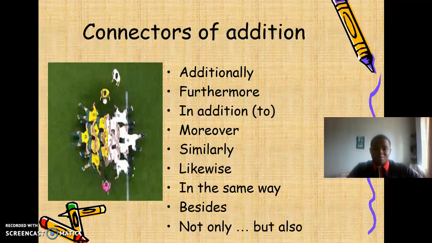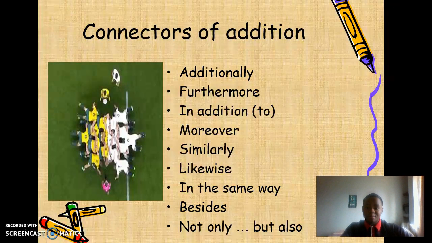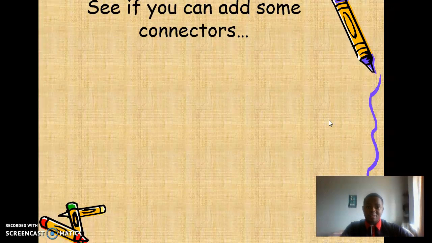So we've basically been dealing with connectors of addition, otherwise known as additional signals, or logical connectors of addition, and they are additionally, furthermore, in addition, moreover, similarly, likewise, in the same way, besides, not only but also. So those are logical connectors which show that you are adding on to something. Like maybe you might write a sentence and say, this is what happens when you do this. Additionally, this will happen. It shows that you are adding on to what you are saying. So these are the types of logical connectors you can use to show that you are adding on to what we have been saying. Okay, so let's see if you can add some connectors.